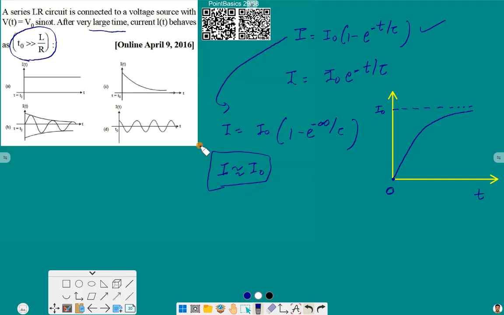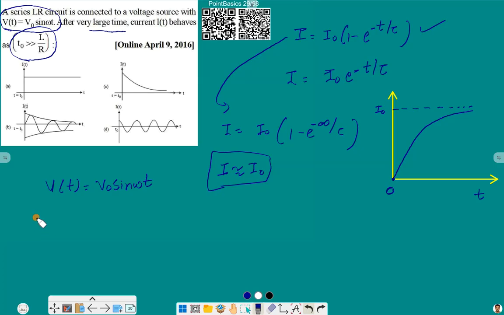Now if we use this, we might think that option A is the right answer, that I equals I node at very large time, or time greater than t node. But we have to also look into the voltage, as voltage is variable here. The voltage is following the sine curve. If I draw it, suppose this is our voltage, and I have drawn two cycles of voltage here.